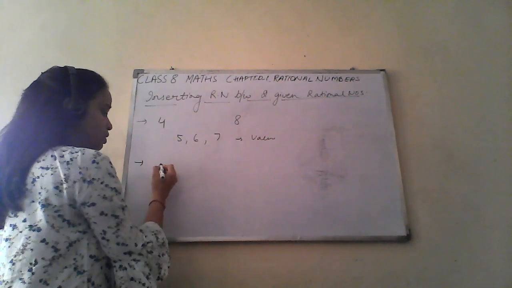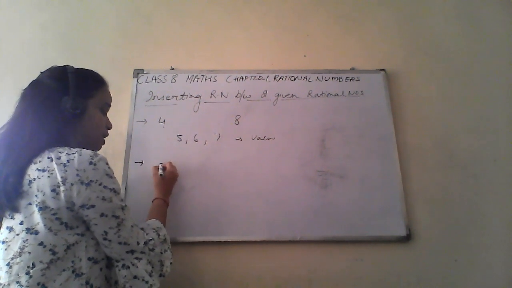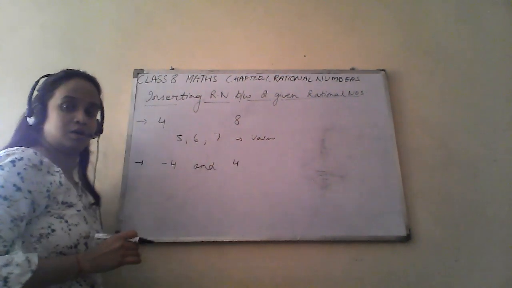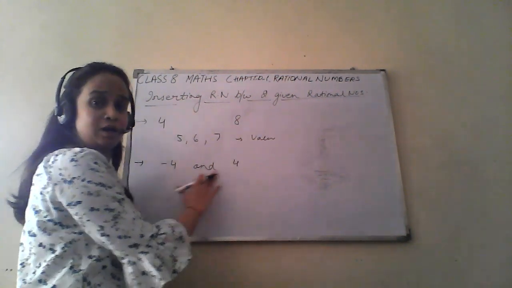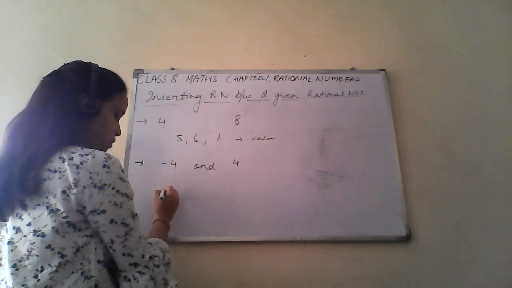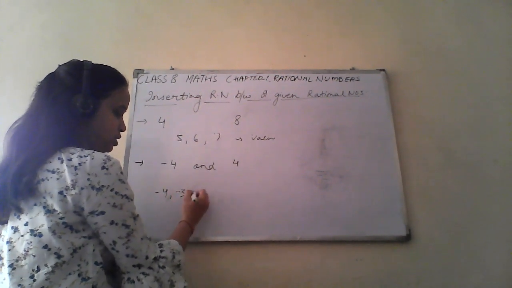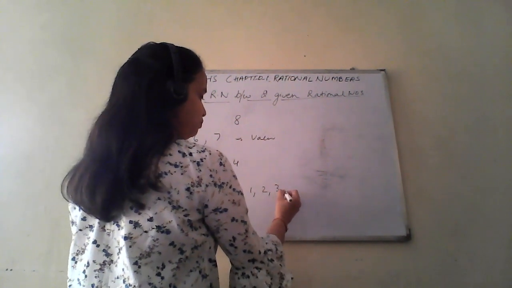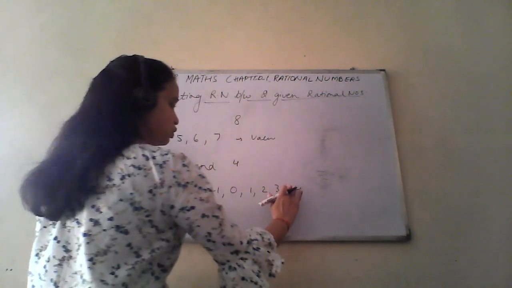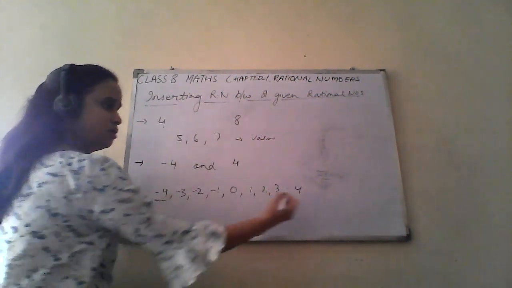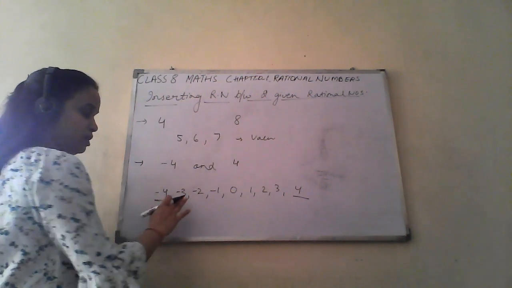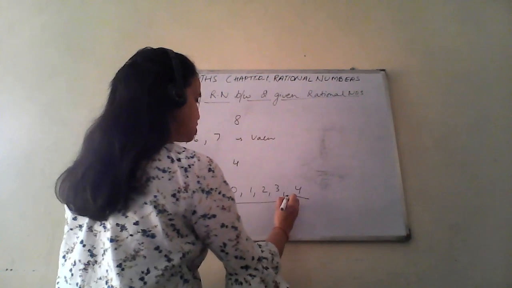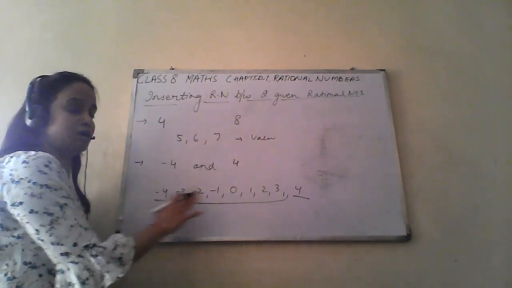If I say, what are the integers that are found between minus 4 and plus 4? Integers that lie between minus 4 and plus 4. So minus 3, minus 2, minus 1, 0, 1, 2, 3. What are the integers present? 1, 2, 3, 4, 5, 6, 7. So there are 7 integers which are present between minus 4 and plus 4.